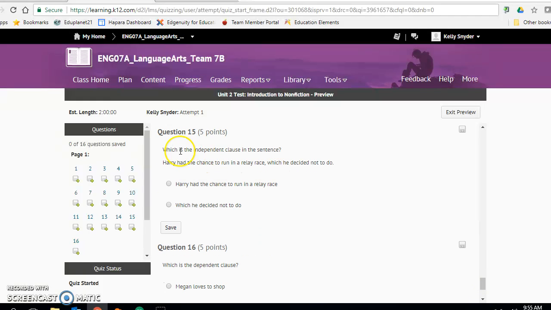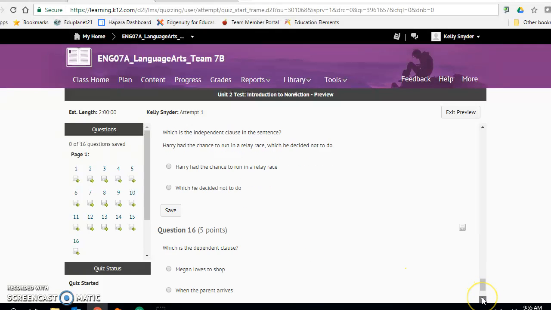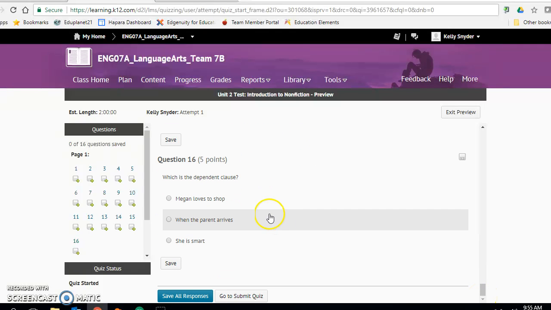Question 15. Which is the independent clause in the sentence? Harry had the chance to run in a relay race, which he decided not to do. Harry had the chance to run in a relay race, or which he decided not to do. And finally, which is the dependent clause? Megan loves to shop. When the parent arrives, she is smart.